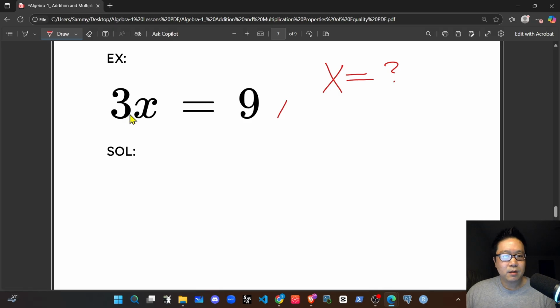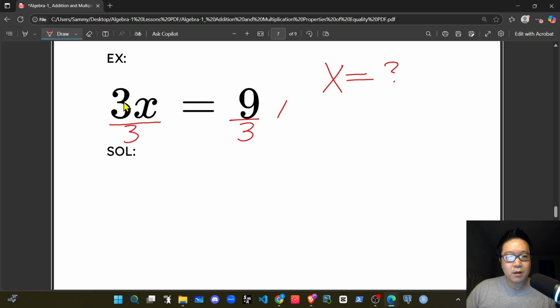So what's happening is we're multiplying x by 3. Now, if you remember, we have to do the opposite of what's happening. So what is the opposite of multiplying? The opposite of multiplying is dividing, right? So if we're multiplying by 3, to get rid of this 3, to get x by itself, we would have to divide by 3. And we would have to do it to both sides because that's what the multiplication property of equality tells us, right? We want to maintain equality. We need the left-hand side always equal to the right-hand side.